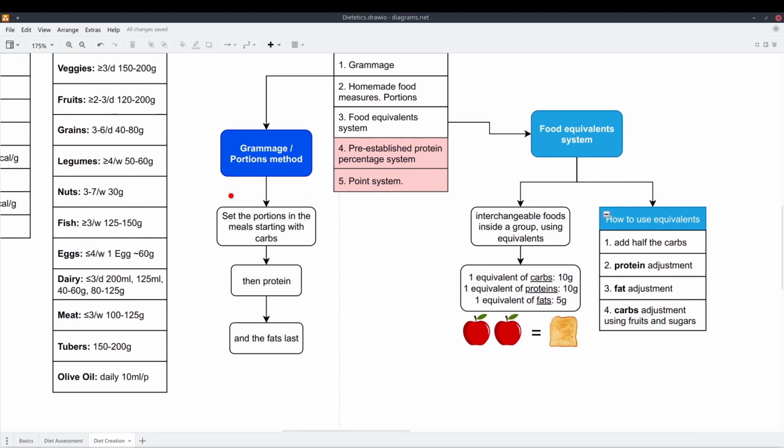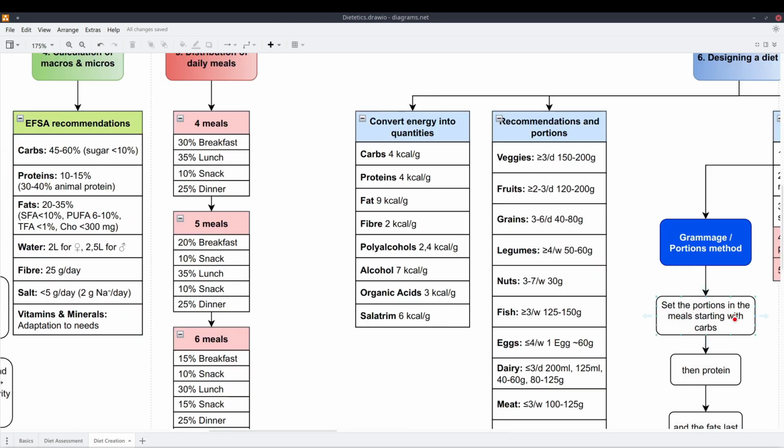What we do is set the portions in the meals starting with carbohydrates. So we start setting the portions of the various food groups in the meals, starting with the carbs. And then we adjust this. So for example, we start with grains and we put some grains in the breakfast, in the lunch, in the snack and in the dinner. Then we go with the veggies, the same in lunch and dinner and also in a snack. And then fruits and so on.